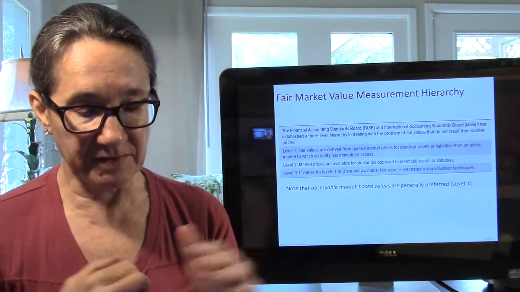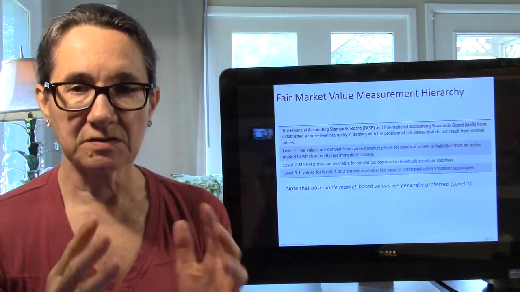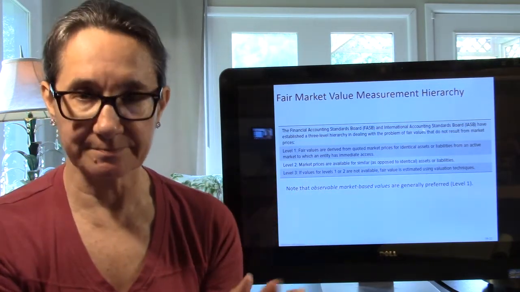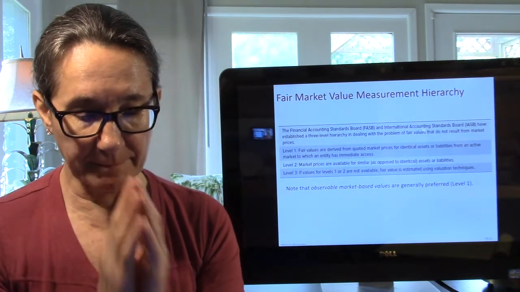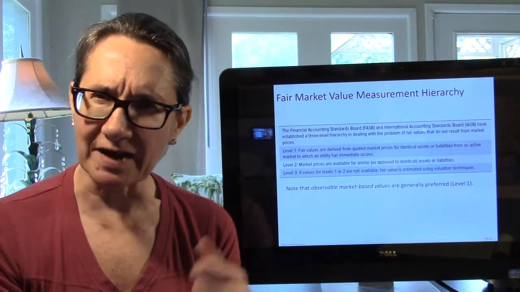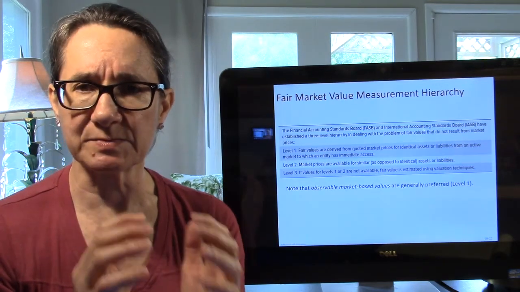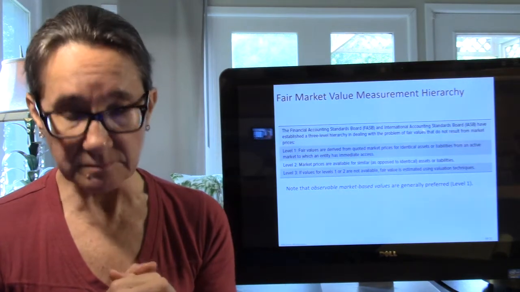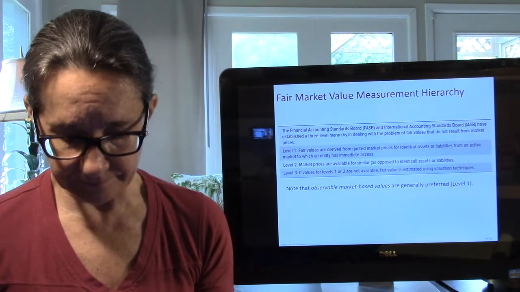Now, if levels 1 and 2 are not available, that's where you start relying on experts. Okay, there's not an actual market for this investment, but we need to mark it to fair value. So maybe we'll use net present value somehow, right? So does it make sense what management has decided to do? Keeping in mind that if an actual market-based value is available, they need to use that. That's the best thing. All right.